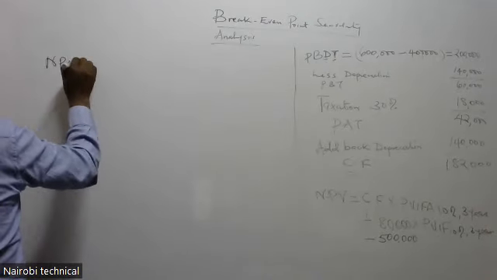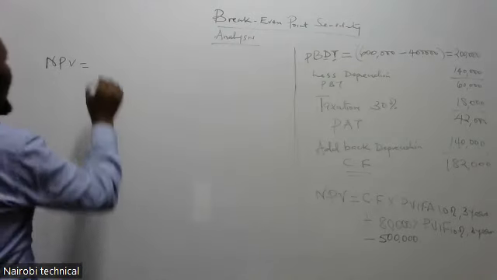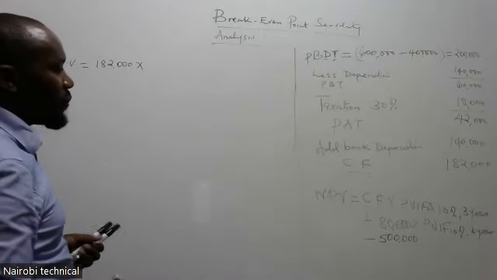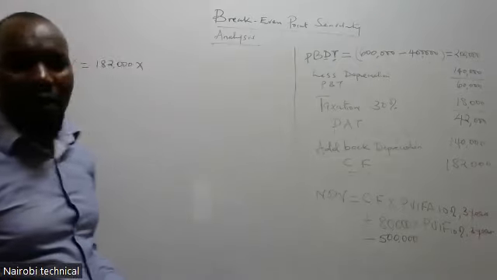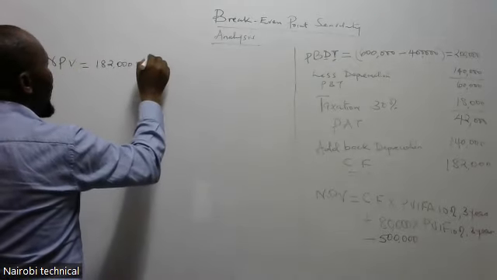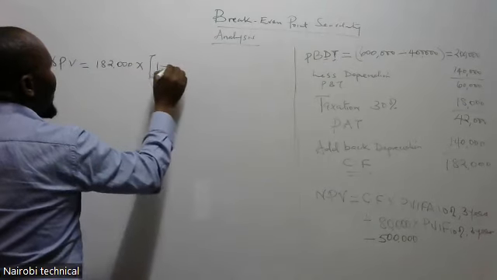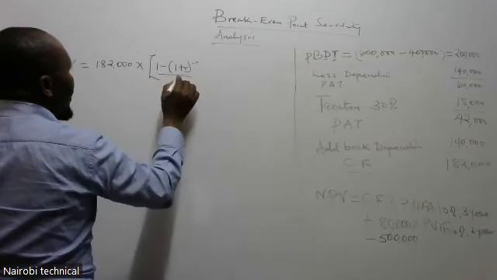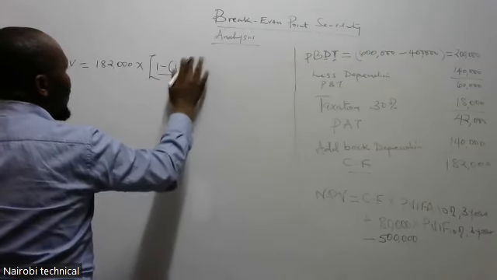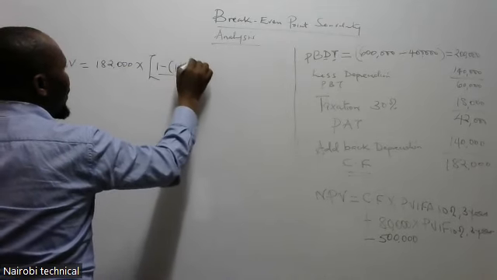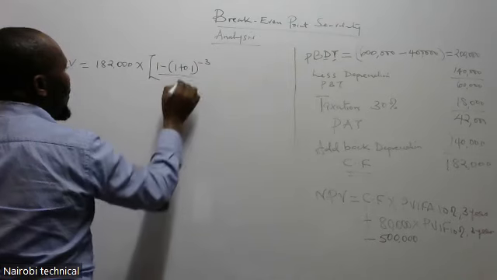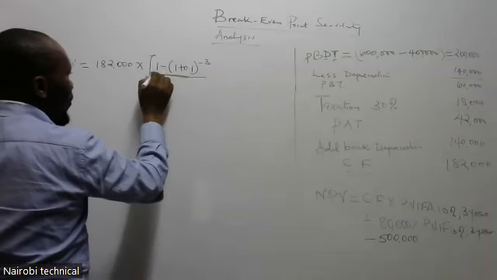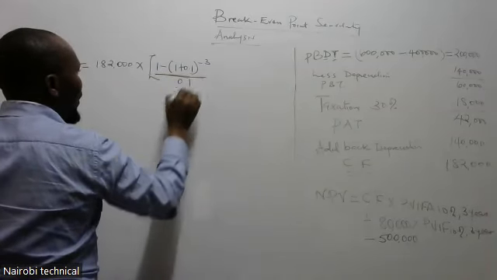The NPV is equal to 182 times, what is the PV of this? We say that the formula is 1 minus, in bracket, 1 plus R to the power negative N, all over R. In fact, let me replace them: 1 minus, in bracket, 1 plus 0.1 to the power negative 3, because it is the same amount. Then all of this, the whole of it, is under 0.1. That is the rate.